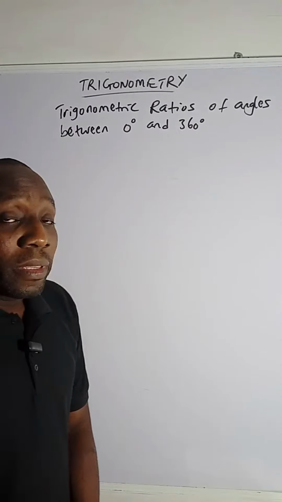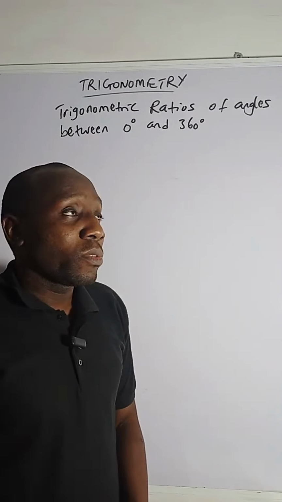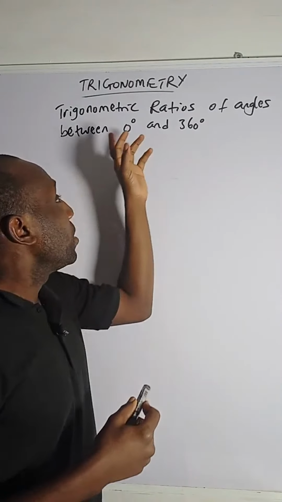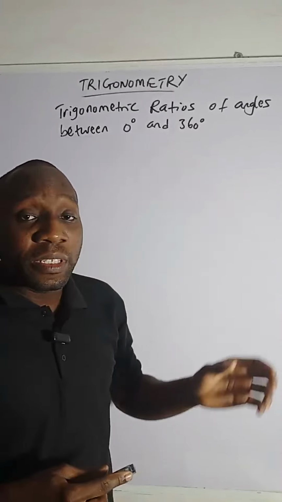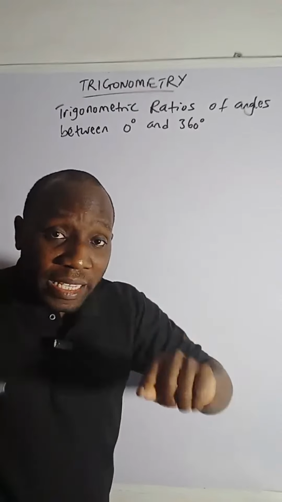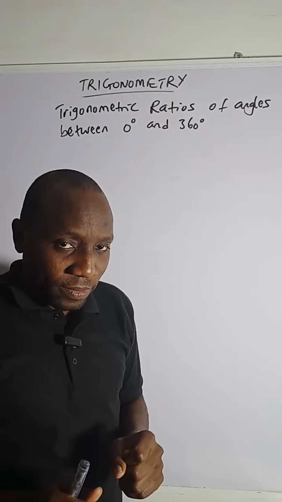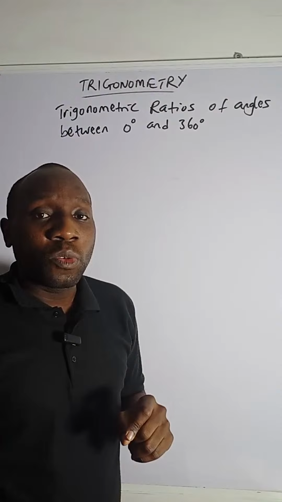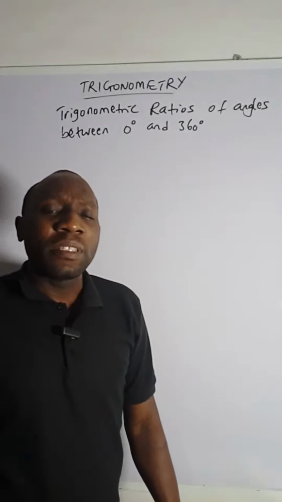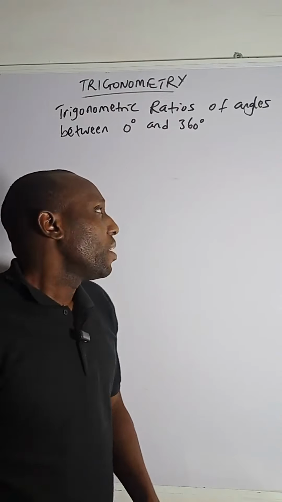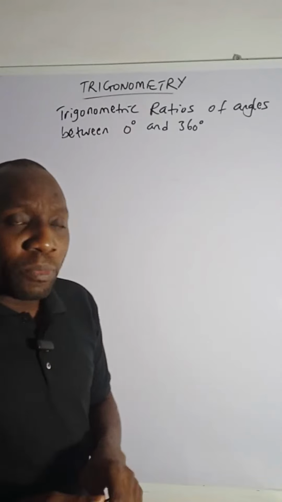Now, there are some things you need to know when we talk about the trigonometric ratios of angles between 0 degrees and 360 degrees. There's something called the reference angle. Let me draw the 4 cardinal points.